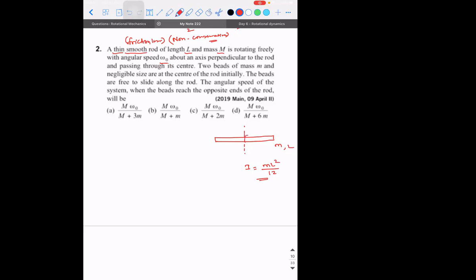2 beads each of mass M and negligible size are at the center of the rod initially. Okay, there are 2 beads as well, which are at the center initially. The beads are free to slide along the rod. Find the angular speed of the system when the beads reach the opposite ends of the rod.